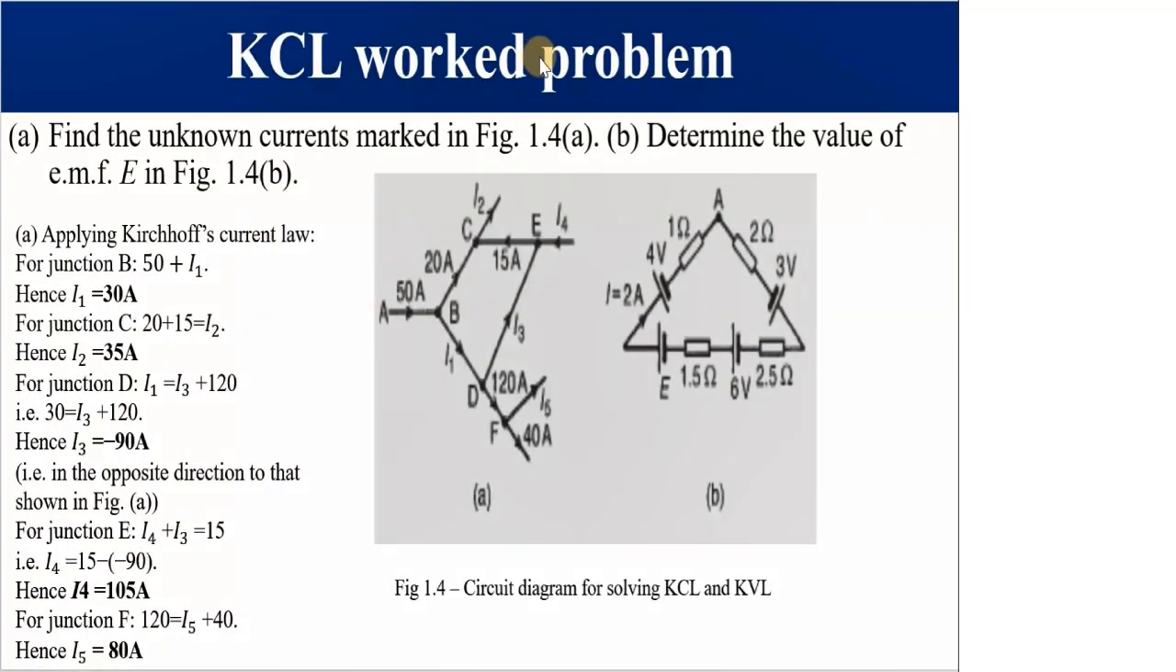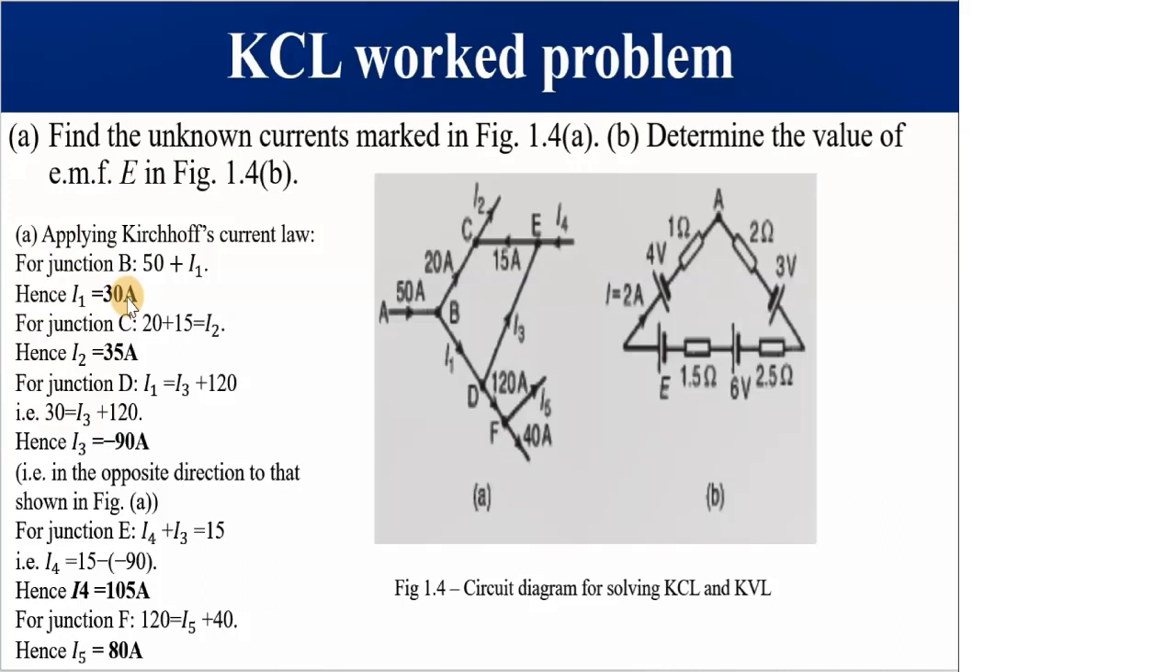KCL worked problem: find the unknown currents marked in Fig. 14a. The currents we want to find are I1, I2, I3, I4 and I5. We'll start with I1. 50 amps is flowing towards B, 20 amps is flowing away from B, and I1 as well is flowing away from point B. So the sum of 20 plus I1 must give us 50 amps. It means that I1 is equal to 30 amps, as shown.